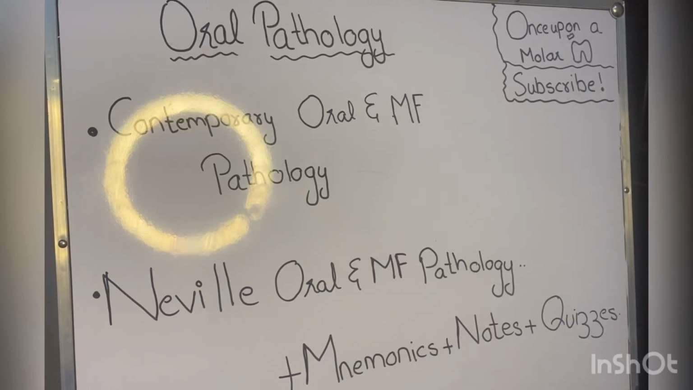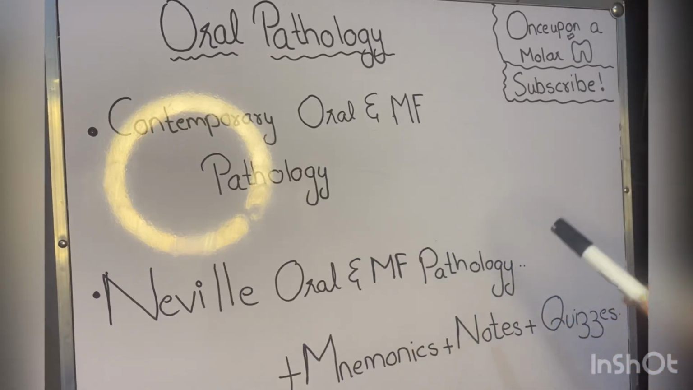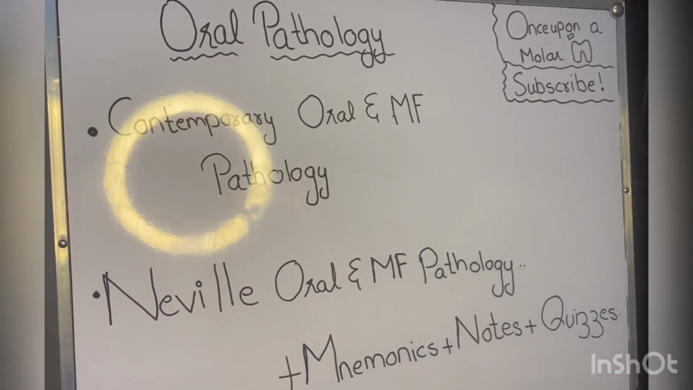First and foremost, I'm just going to give you a brief introduction on how we're going to do it and what pathways we're going to be taking. First, we're going to start off with the books. I'm going to be following Contemporary Oral and Maxillofacial Pathology, which was my recommended book in my third year, and a few topics will be from Neville's Oral and Maxillofacial Pathology. But mainly we're going to focus on Contemporary, because at the third year level, this is the easiest book you could have for oral pathology.